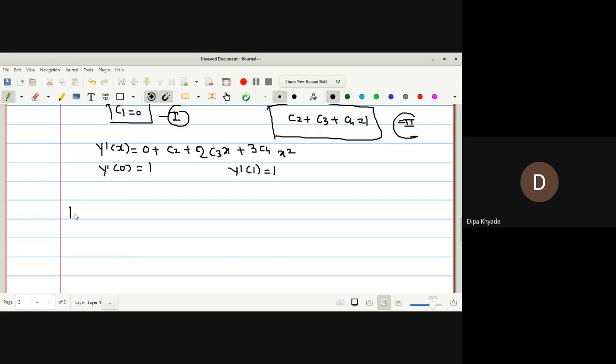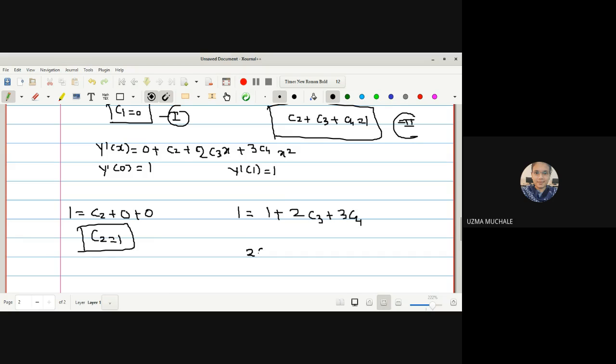Yes, ma'am. y dash of 0, now you have to put x equal to 0. जिथे x आहे तिथे 0 put करा. c2 plus, right? Again 0 plus 0. So you get the value of c2 equal to 1. Correct? Now y dash of 1 equal to 1. Wherever you have x, you have to put 1. So you get c2, which is 1, plus 2c3 plus 3c4. Okay, x equal to 1 you have to put. Then you get 2c3 plus 3c4 equal to 0. 1 minus 1 is 0. Okay, so you get the result.